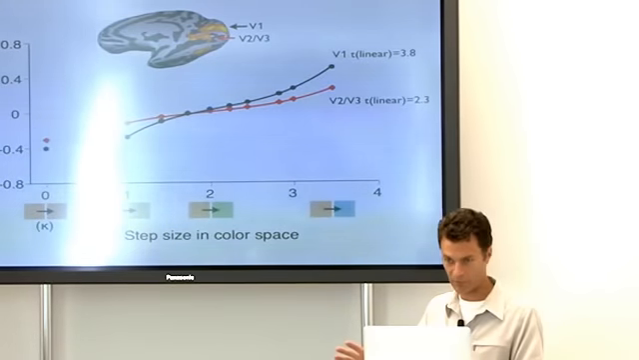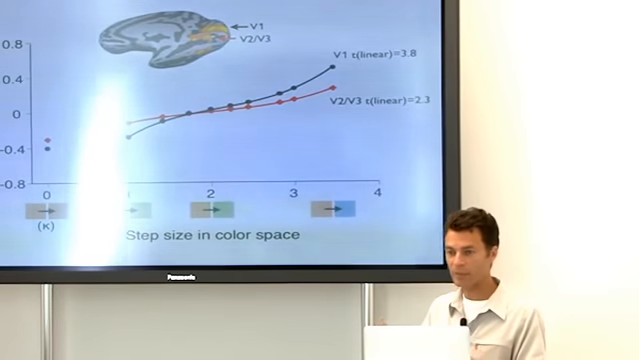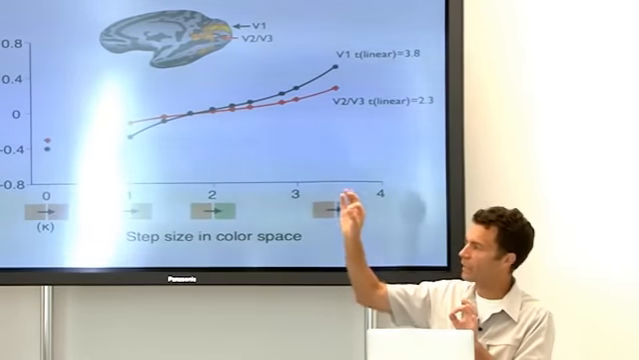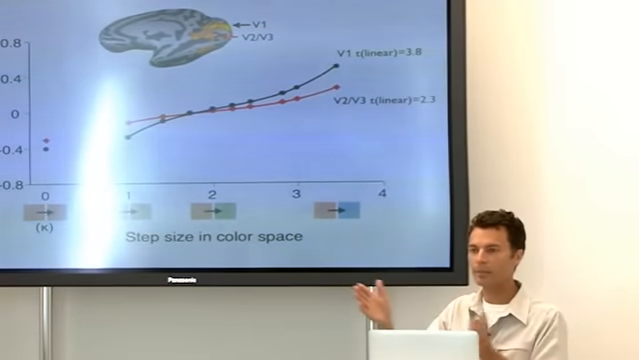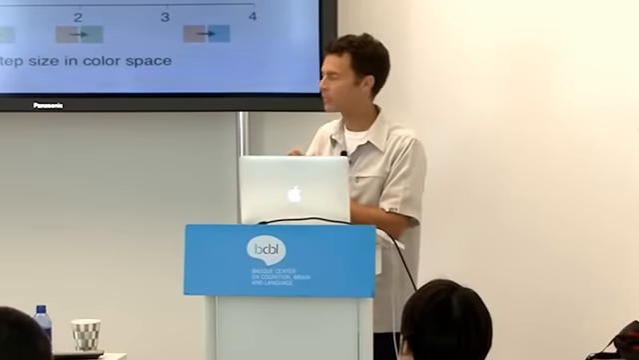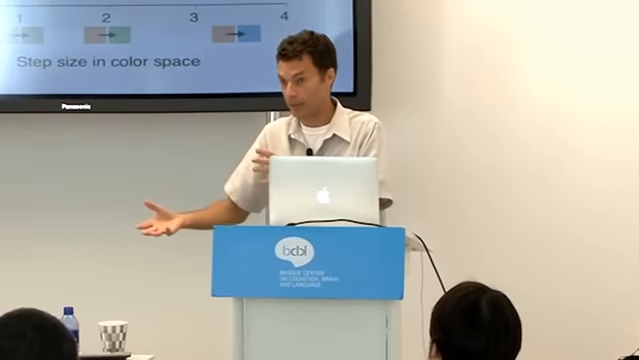So let me stop there for a moment. Does that make sense to everybody? This is a measurement of adaptation which is parametric. You're measuring bigger adaptation and smaller adaptation depending upon how dissimilar the colors are. So that's one type of carryover effect.